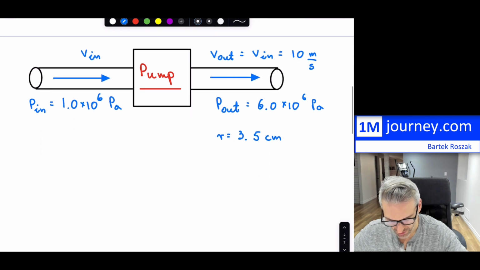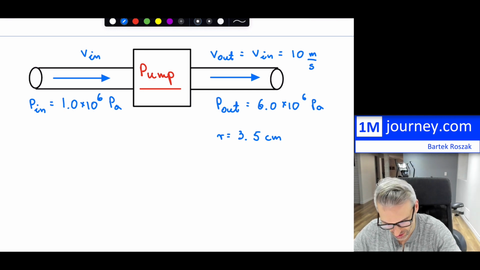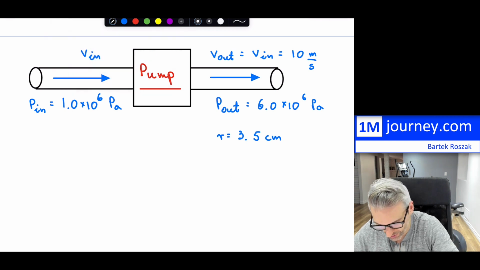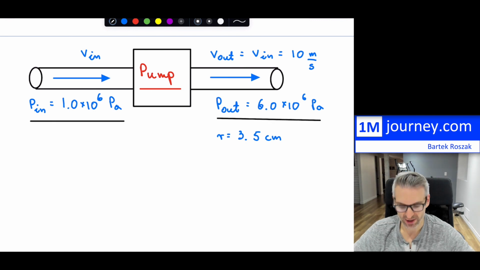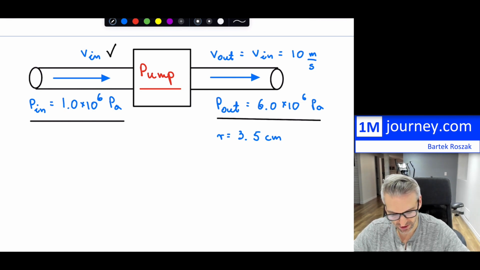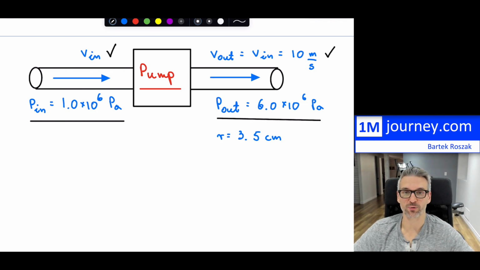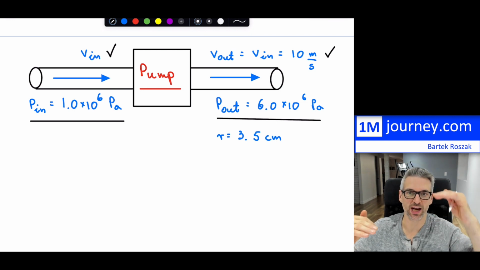So here's an example. Here's a fluid which is flowing through, and then we have a pump. Notice that we have a change in the pressure from one side to another. So we have a pressure coming in, and then we have a pressure coming out. So there's a change in pressure. Let's assume that the speed of the fluid here is equal to the speed which is coming out. So let's say that it's 10 meters per second. So there's no change on the speed side. And then clearly you can see that they're exactly at the same height. So there's no change in the height.